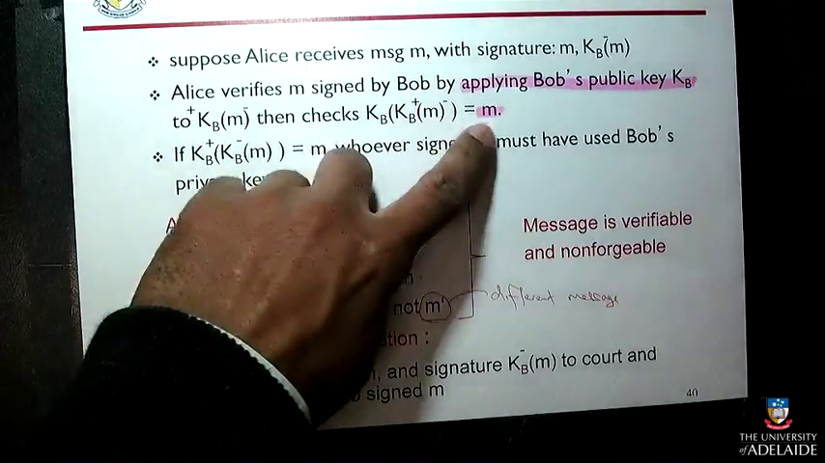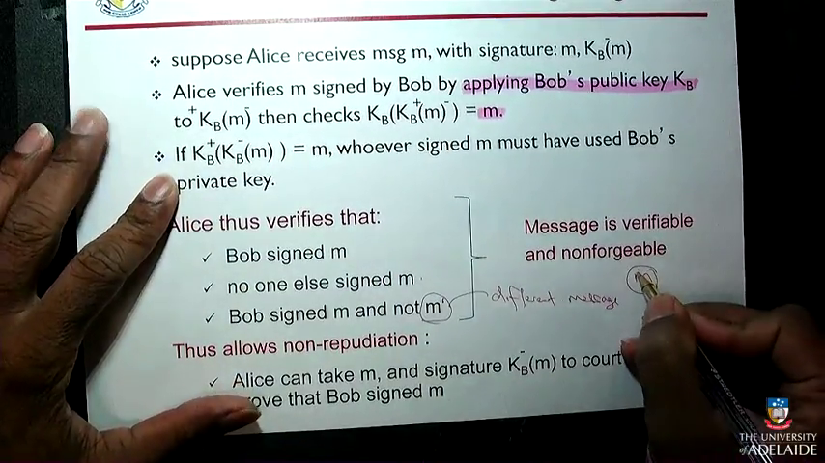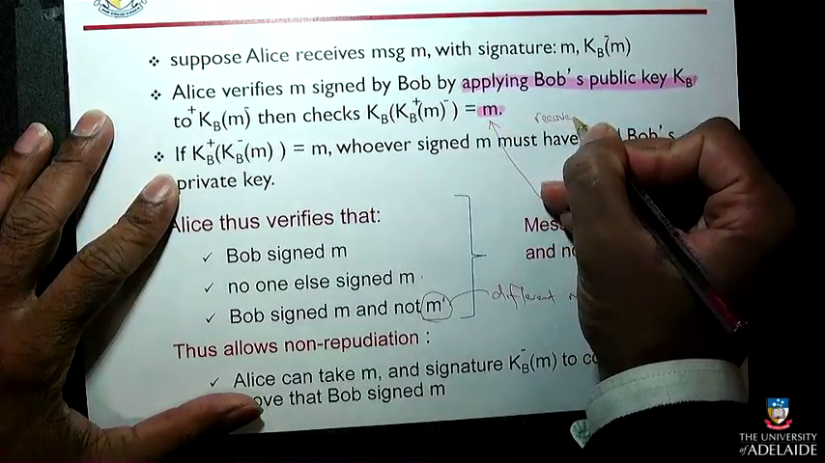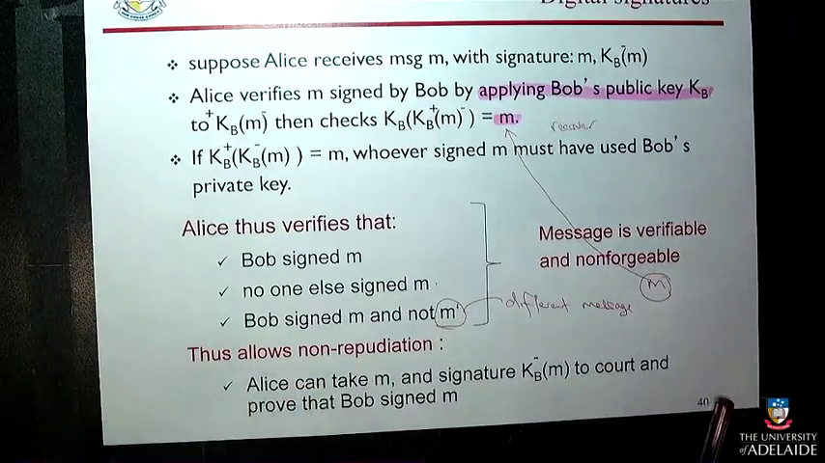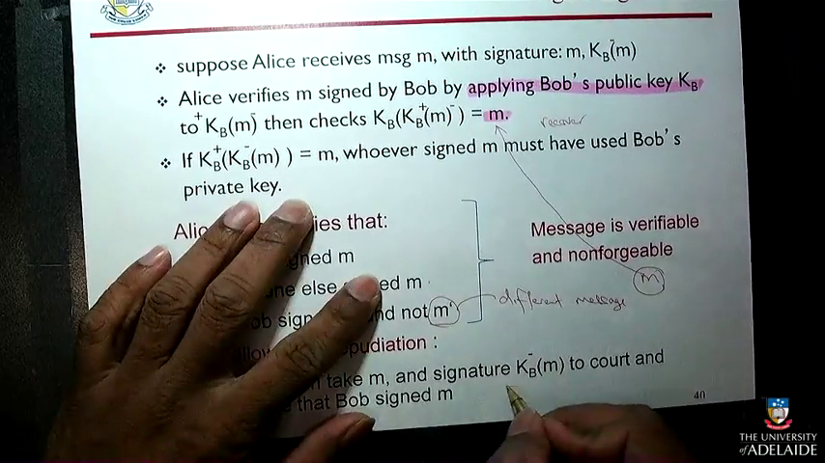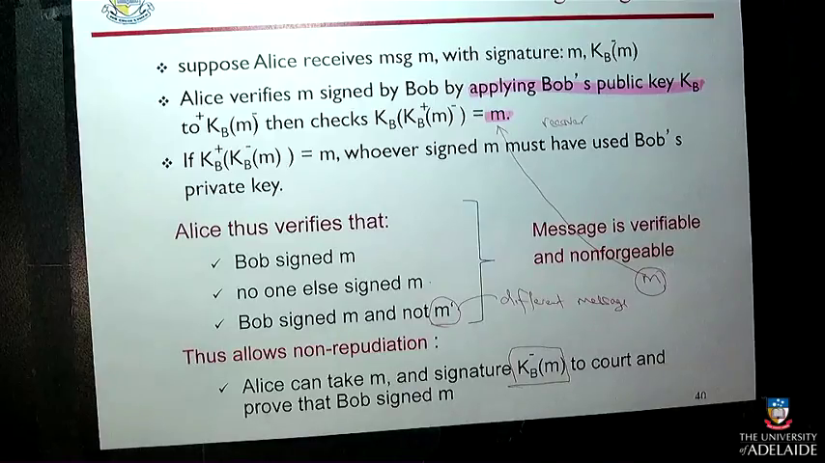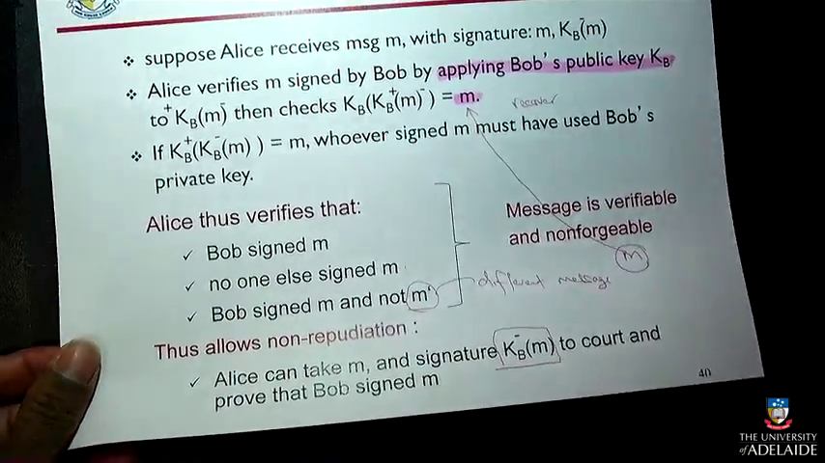Why? Because we compare M with the one that we recover, right? We can compare the two together and see that it was not changed. So this allows non-repudiation, which means Alice can take M and the signature, which is this thing here, to court and prove that Bob signed M, and Bob can't say it wasn't me. Is that clear? Right?